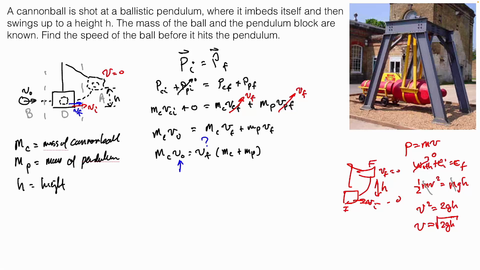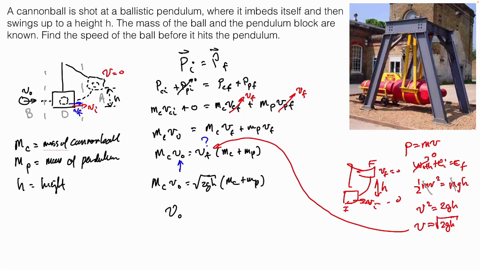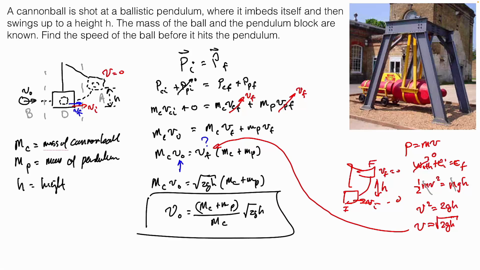So I now know for the black part here, MC V naught, which is what I want, my V final is going to be the square root of 2gh. And then I have this. So now I solve for the initial speed. I'm going to get the combined masses divided by the mass of the cannonball times the square root of 2gh. So if you're given a pendulum type problem, this might work for it. You want to double check and make sure the setup is the same, right?